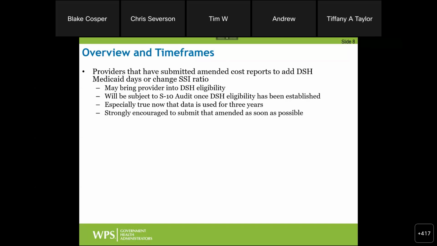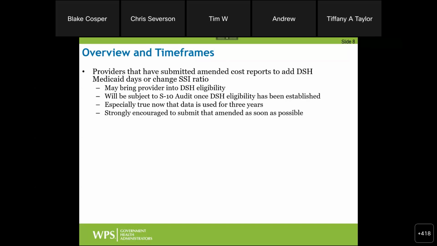Now, let's say in a worst case scenario, this comes in November or December of the year, and we find that provider has submitted an amended cost report, and now they are eligible for DISH. CMS does require us to do an S-10 audit. Obviously, that gets a bit tricky when we're that late in the year because we have to really compress it. And if it's something like January after the year ends, we're really in a rush at that point. CMS needs that data.